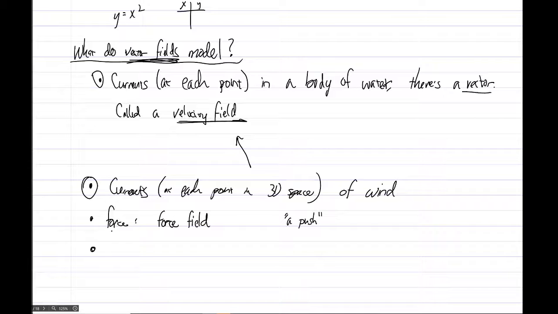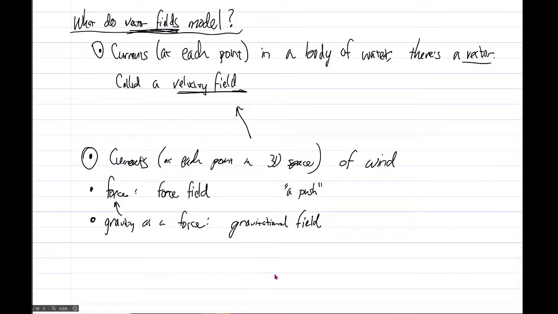You might have, as another example, since gravity is a type of force, this is really a sub-example. Gravity as a force is what's called a gravity field or a gravitational field. So the effect of gravity at each point in 2D space or 3D space creates a vector field, which is called a gravitational field. And then as another example of a vector field, electric force.